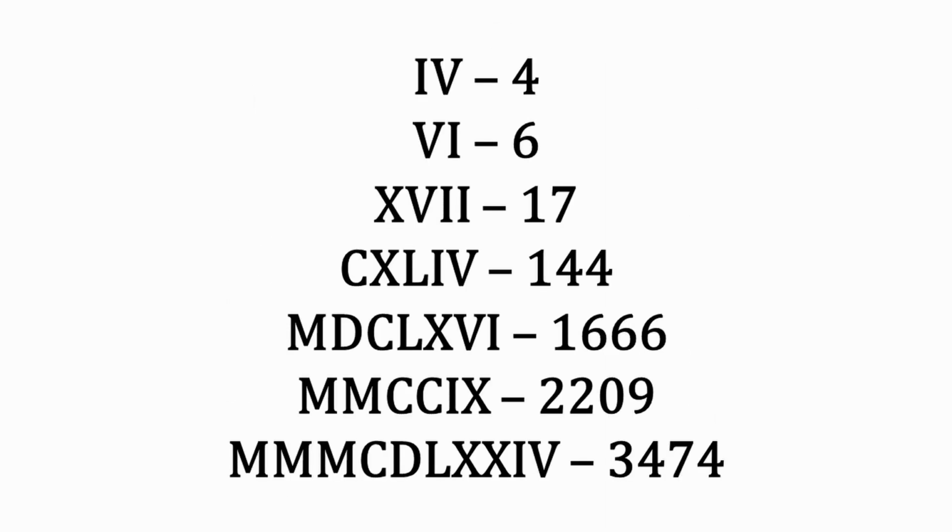The order these symbols were placed in denoted simple addition and subtraction to reach the desired number. If a smaller numeral was placed to the right of a larger one, they were added together, while if it was placed to the left, it was subtracted. So VI represented 6, but IV represented 4.